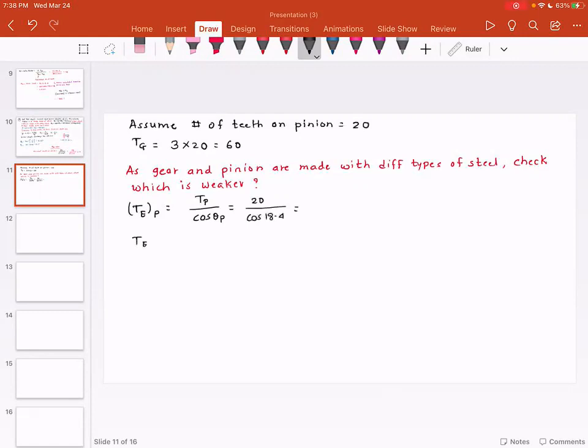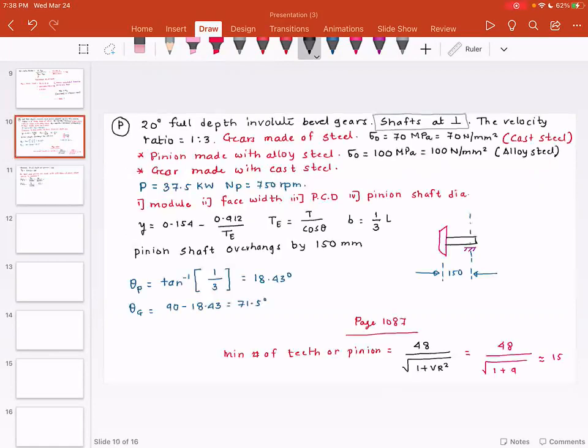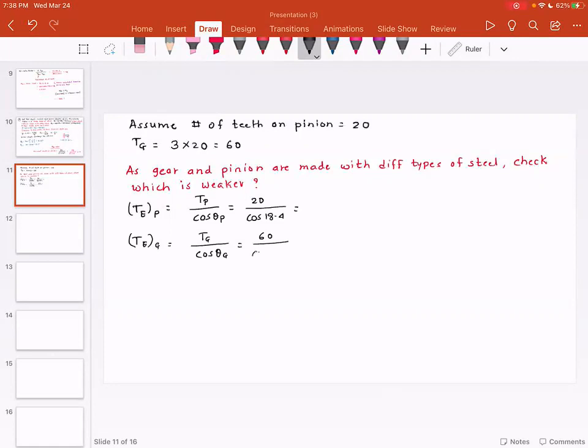Similarly, TE, gear, TG, cosine theta G, 71.5. So you will find out these values. This is about 21 and this is about 190. So with these values, we have to find out the Lewis form factor equation.